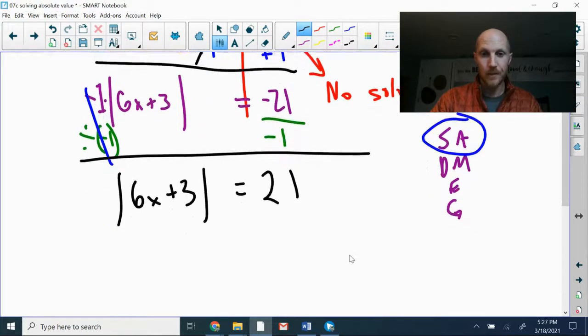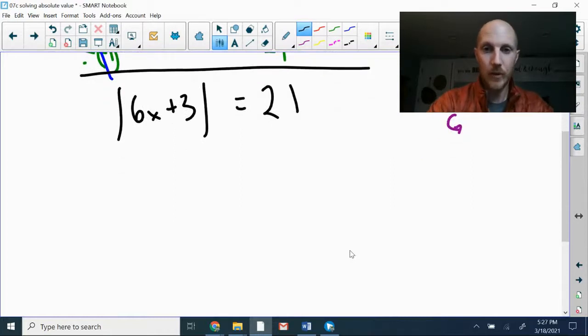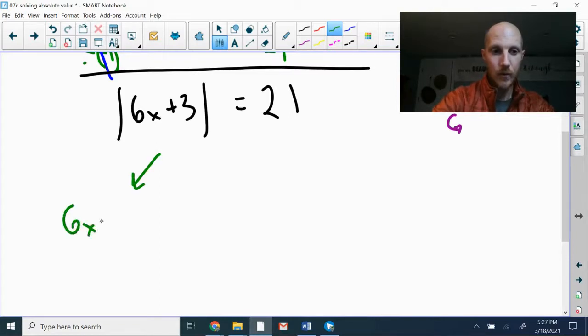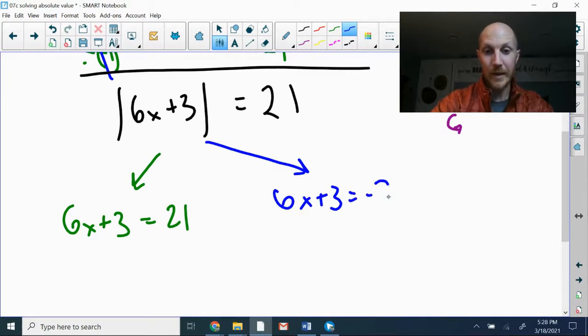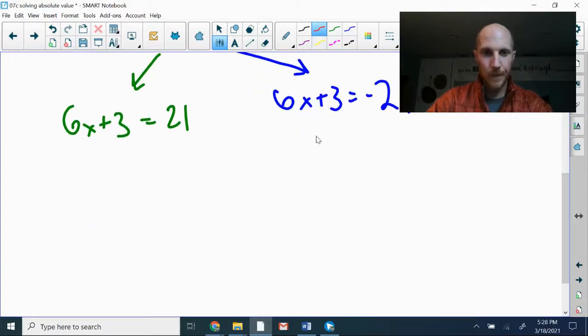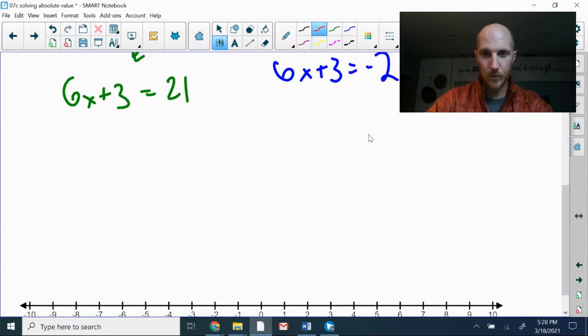And so let's get some more space. Let's continue. Now that I have the absolute value isolated, I can trade that in to get my two versions. 6x plus 3 equals positive 21. And over here, 6x plus 3 equals negative 21. So let's go ahead and do the green one first. I've got my number line down there waiting. We'll graph when we get finished here.